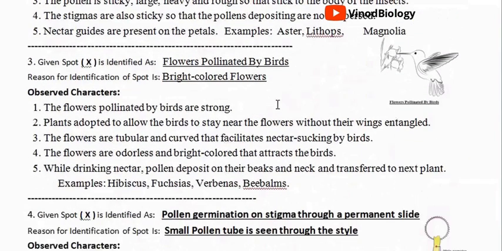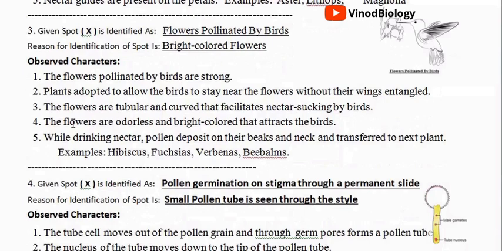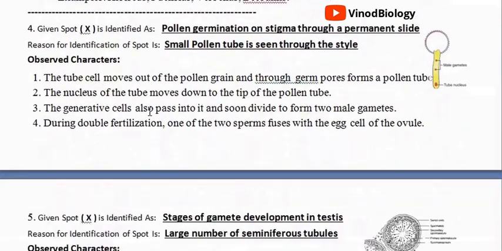Third, flowers pollinated by birds. Reason may be the bright colored flowers. And the characters, so remember this. Next is pollen germination on stigma through a permanent slide. A small pollen tube is seen through the style. Next are the characters. These are the characters we have to remember.